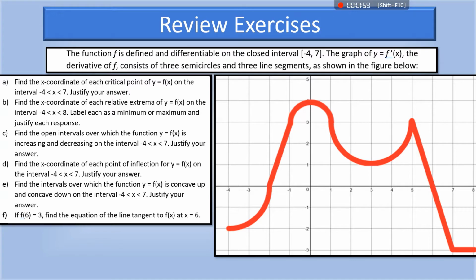So I need each relative extrema, and then whether it's a minimum or a maximum, and why. The relative maximum at 0 and 5. Okay, relative maximum only at 0, but why is 0 a relative maximum?